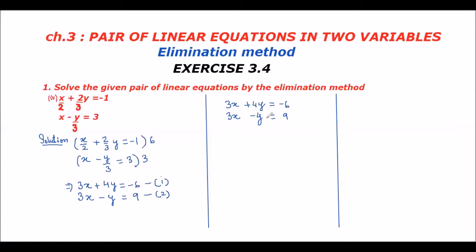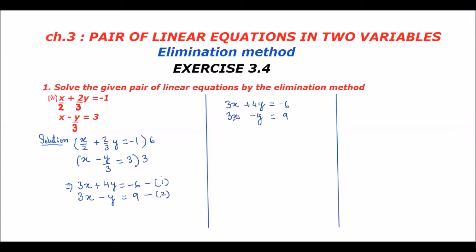If it is not the same, suppose the coefficient of x as well as the coefficient of y are both not the same, then we have to make them equal. That we will learn in the second question. Now here, fortunately, we have the same coefficient of x in both the equations. So let us see how to cancel them.